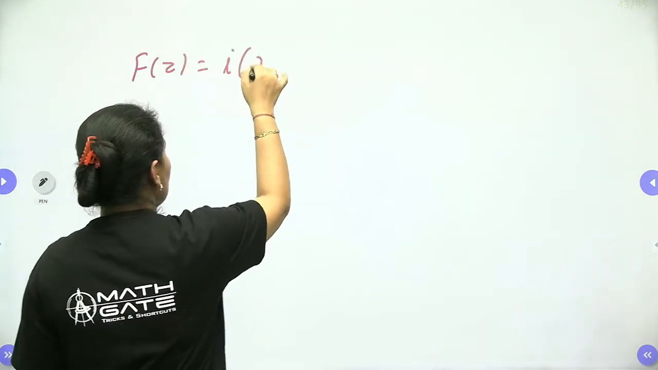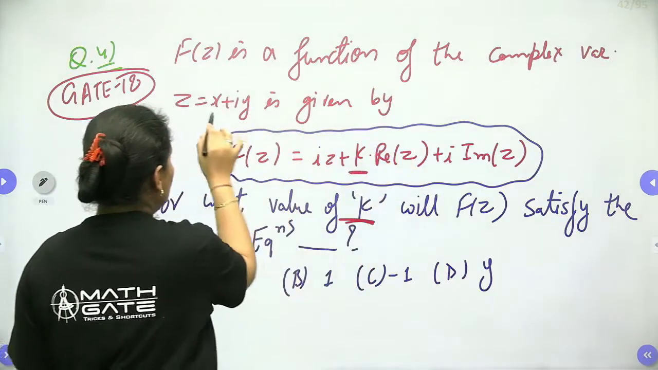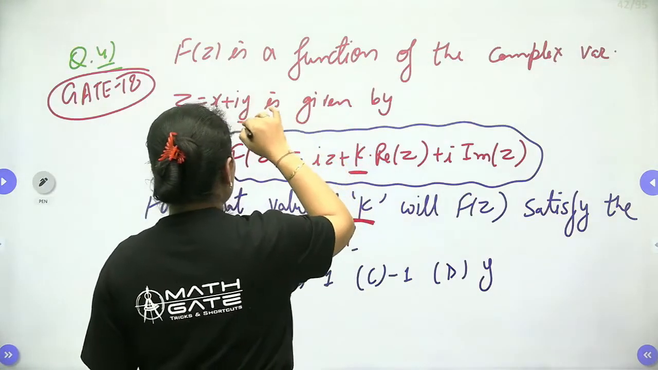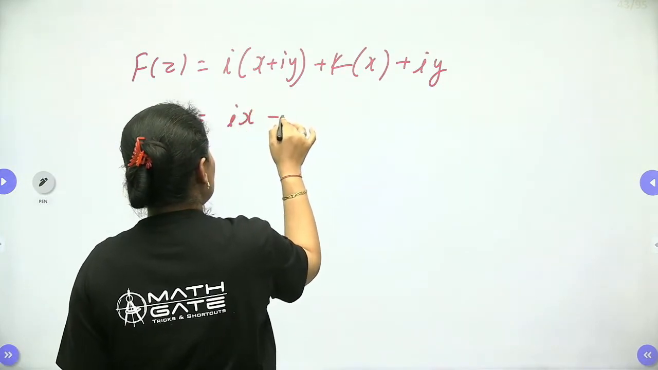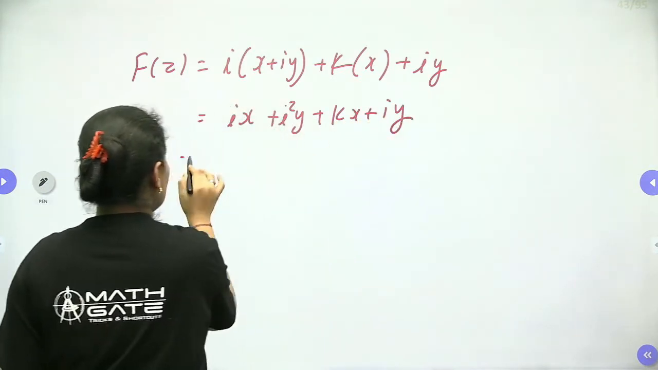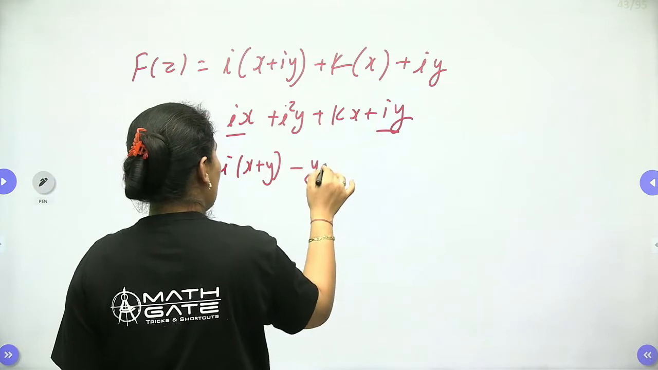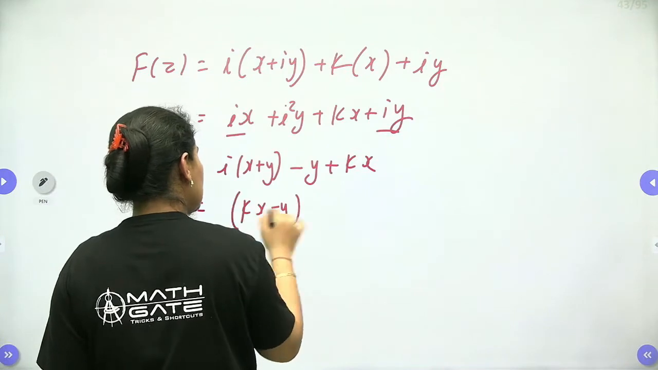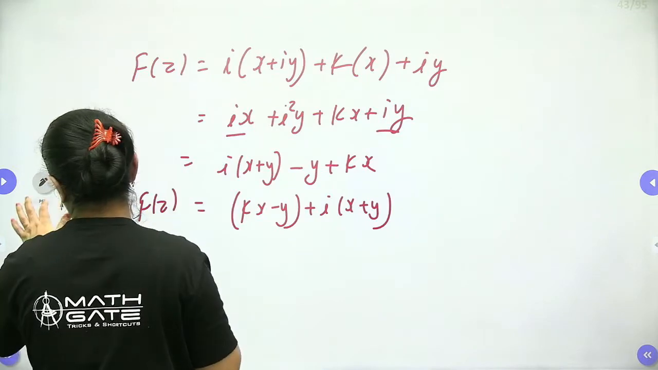First of all, let's write down the question in a simpler manner. It's iz, where z = x + iy, plus k times the real part of z, which is always x, plus i times the imaginary part of z, which is always y. Simplifying, we get ix + i²y + kx + iy. Taking i common, it is x + y, and i² = -1, so we get kx - y + i(x + y). Now this is a simple form of the function.